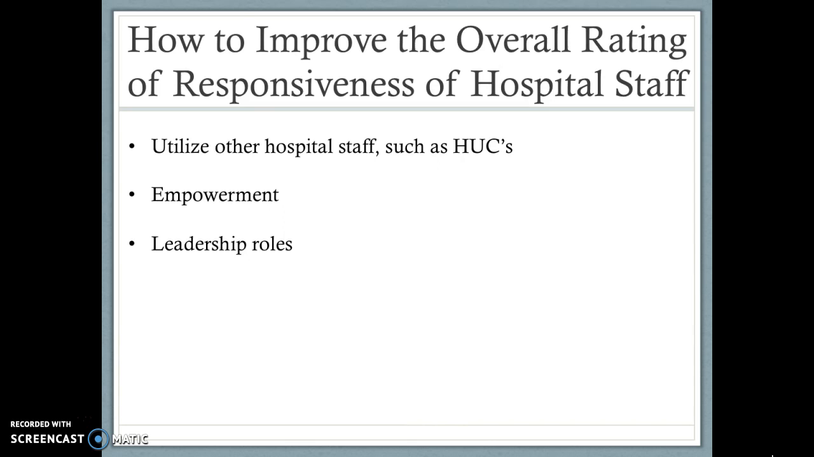Another way to improve the responsiveness of hospital staff is to identify and empower leaders among the staff. This helps the hospital work more effectively as a team. Ultimately, the more organized and efficient the hospital staff is, the more responsive the staff will be to patient needs.